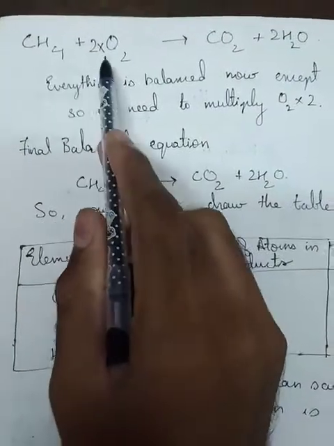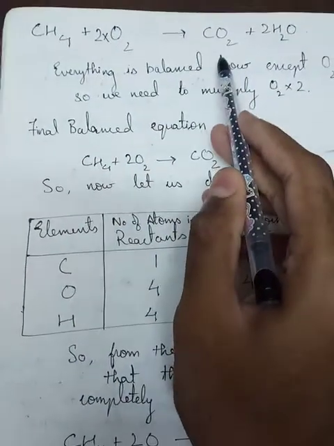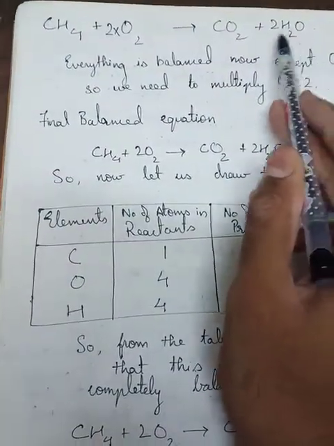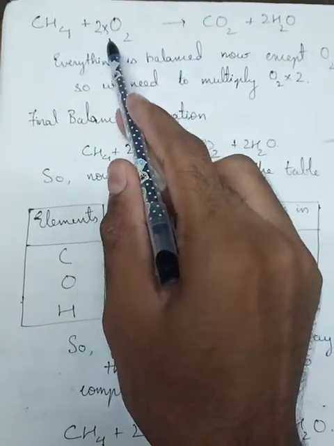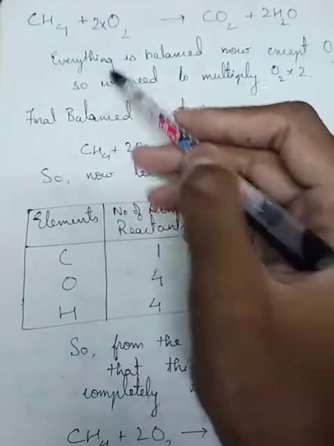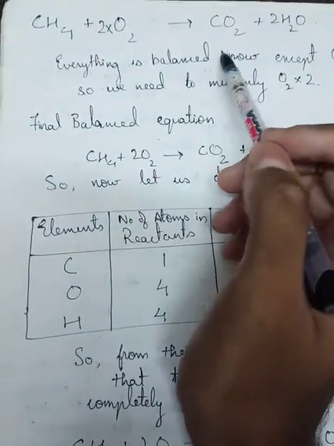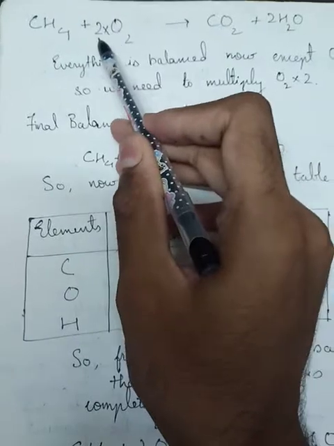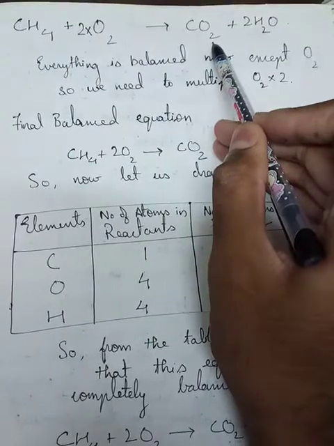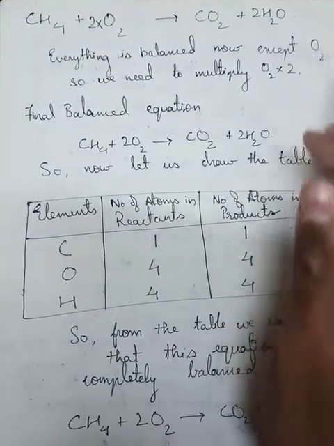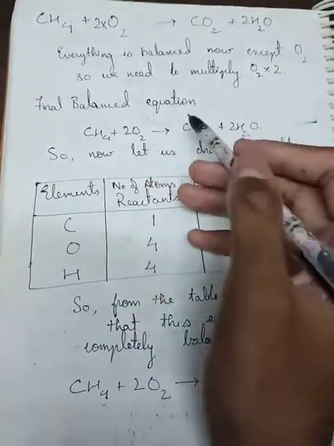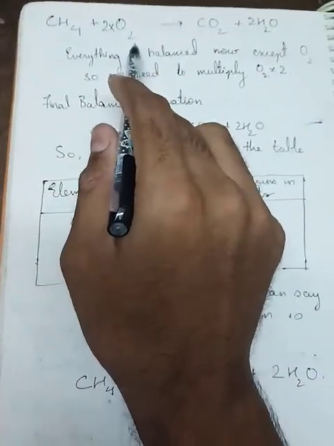Now we have CH4 plus twice of O2 gives rise to CO2 plus 2H2O. Again 1 carbon, 4 hydrogens, 4 hydrogens, 4 oxygens. O2 twice we multiplied, as we came to know that this is only partially balanced. To completely balance it, we multiplied this O2 into 2. So now we got 4 oxygens here and also 4 oxygens here: 2 oxygens from carbon dioxide and 2 oxygens from water molecule. So now everything is balanced except O2, so we need to multiply O2 into 2. That's what we have done exactly in this final step.